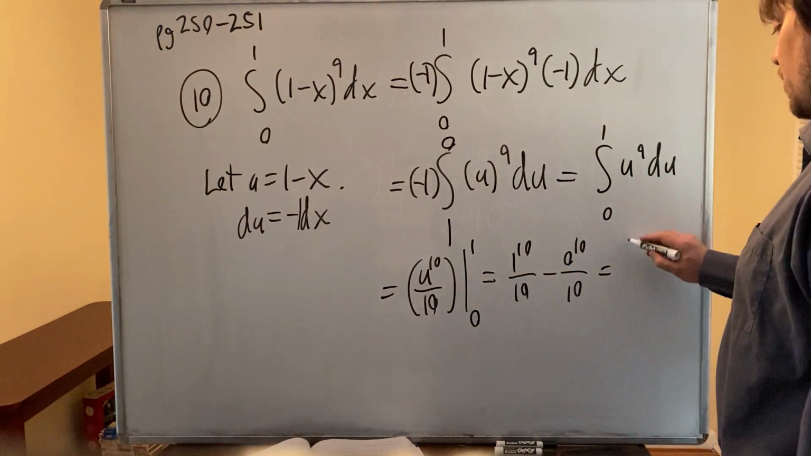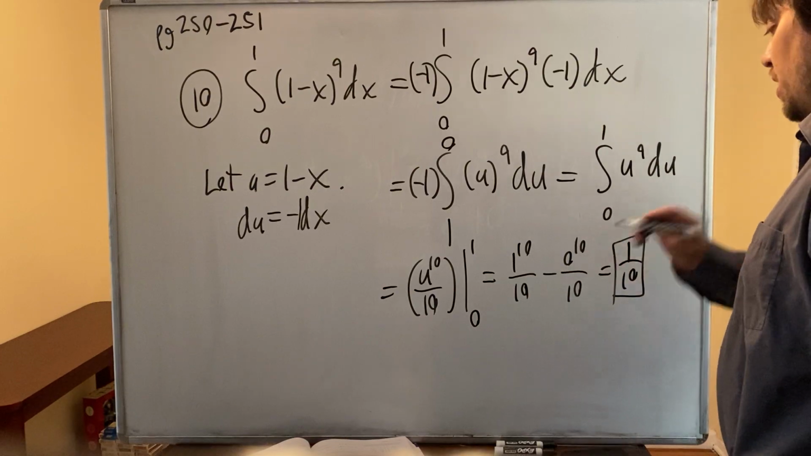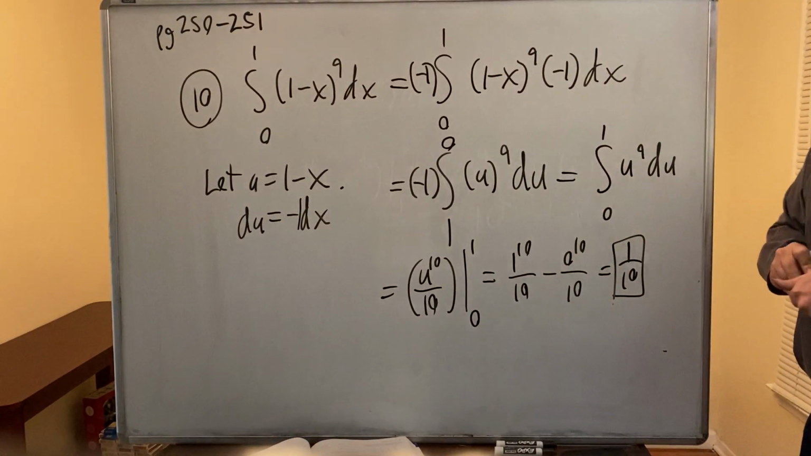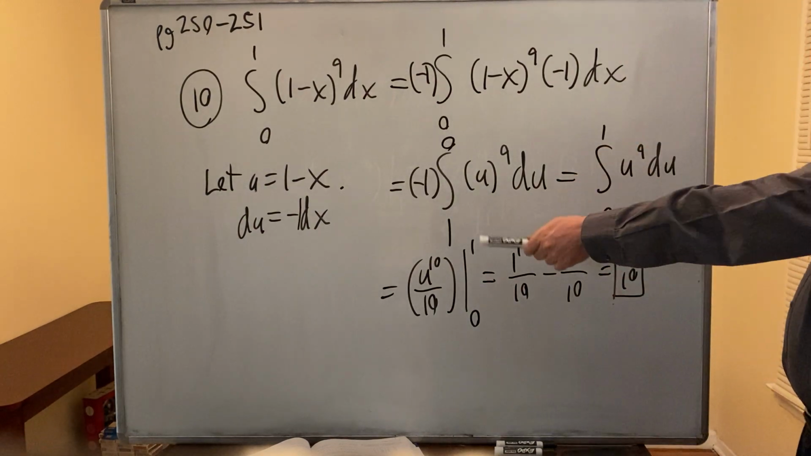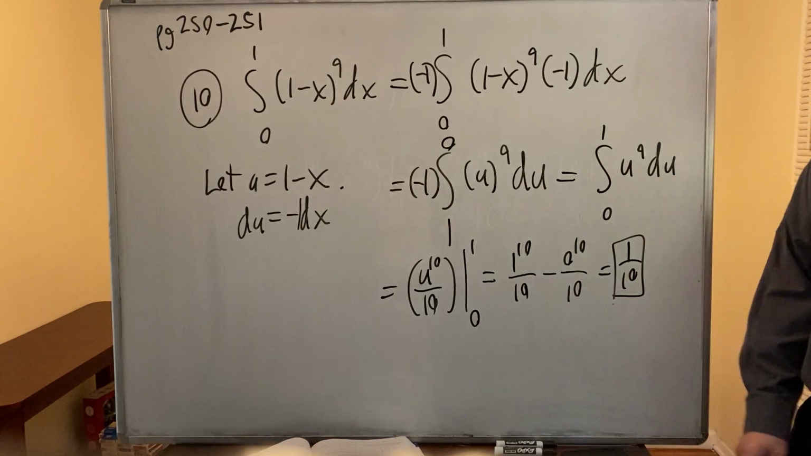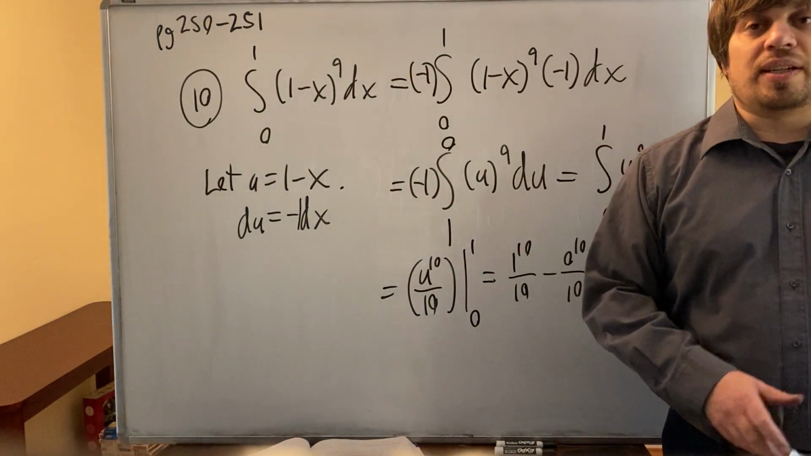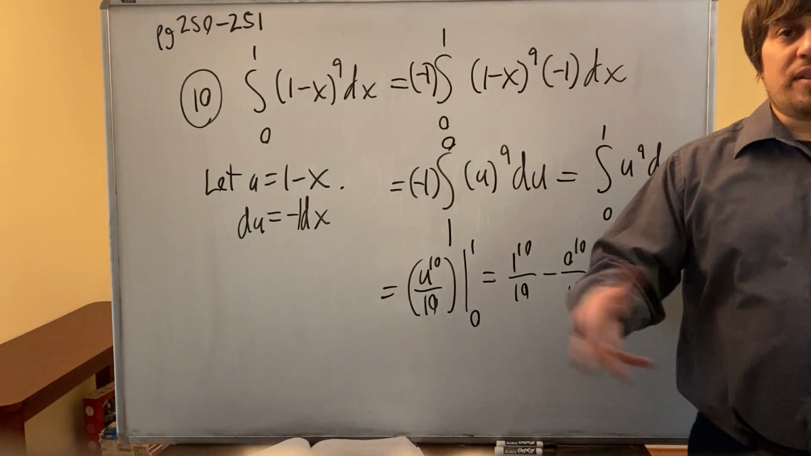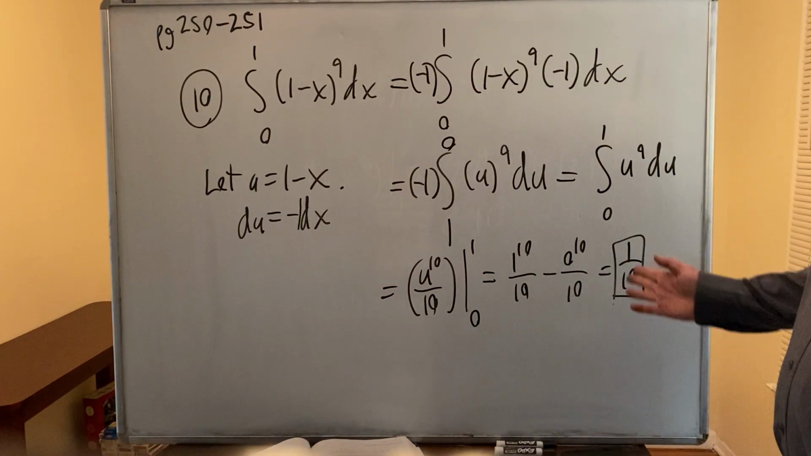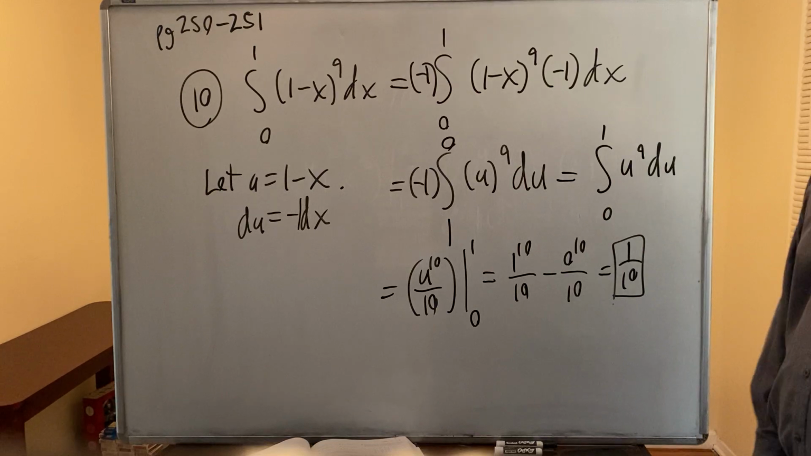That's 1/10 minus 0. That's equal to 1/10. So the final answer is that the definite integral equals 1/10. And even though this took some work using the substitution rule for definite integrals, it's less work than multiplying 1 minus x nine times, combining like terms, and then using the evaluation theorem. So this is faster than the other way to do it.